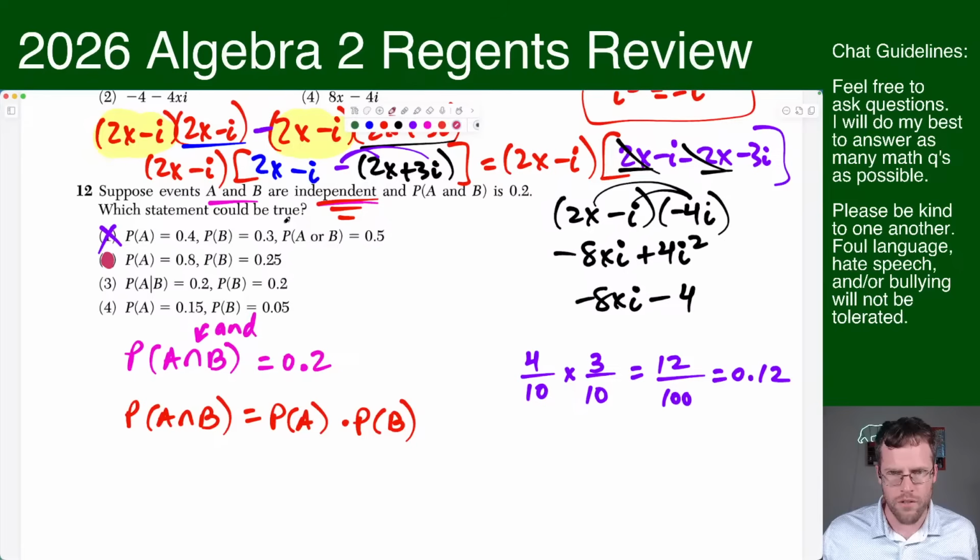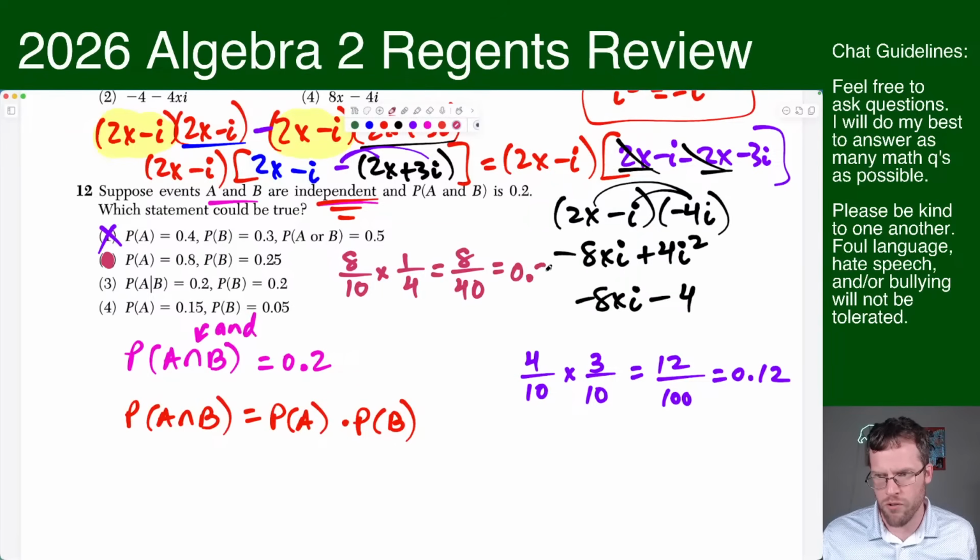Because when I multiply these, 8/10 times 25 hundredths is the same as 1/4. And then this is going to be the same thing here if I work this out. I can even say 8 over 40 or just do 8 over 4 is 2. But this is the same thing as 1/5 or 0.2. So right away, this product here, probability of A times probability of B, matches the probability of A and B. Okay, so 2 is it.